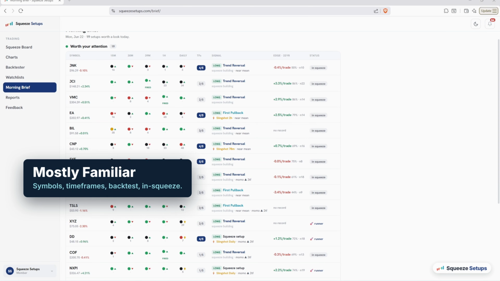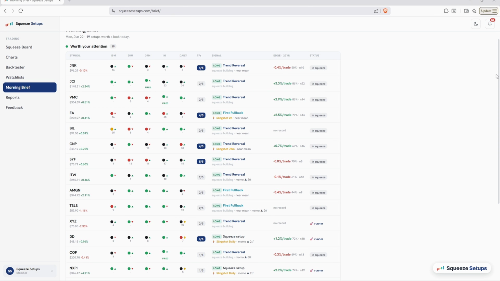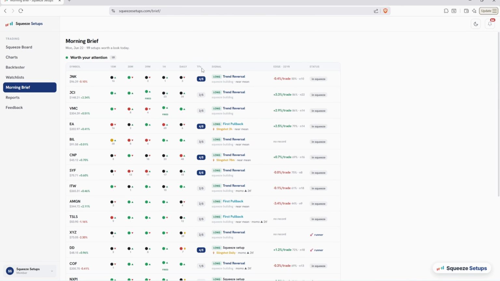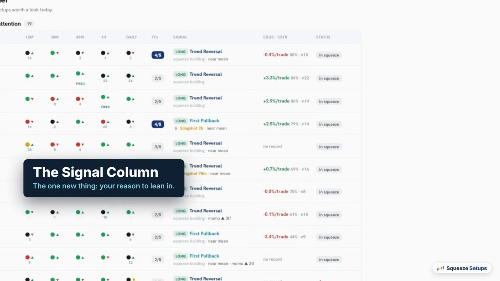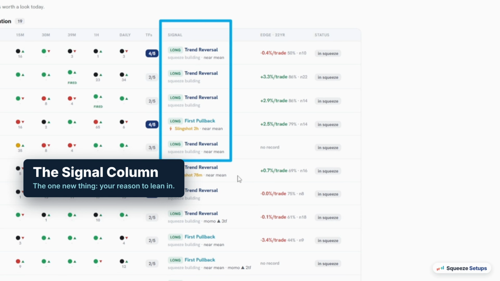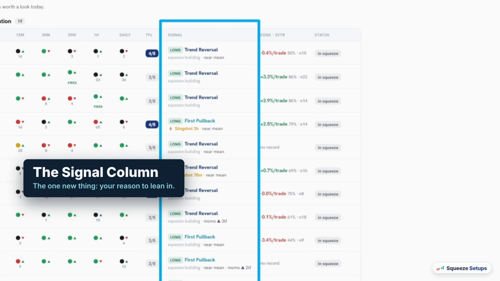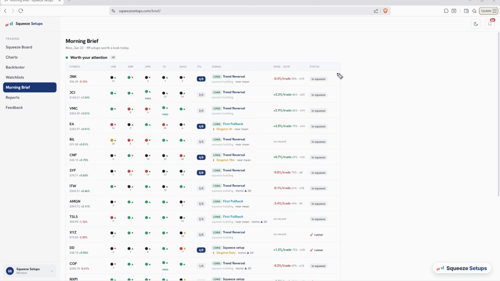Now at this point, everything else on this board should look familiar. The symbol should be familiar. All of these time frames should be familiar. You should be familiar with the time frame confluence, with what you should see in the backtest and how to read the backtest, along with this notion of in squeeze. The one thing that is different, however, is this signal column. Let me walk you through what's different in this signal column and why this signal column adds a lot of weight. Now, inside of the signal column, we're looking for bias.